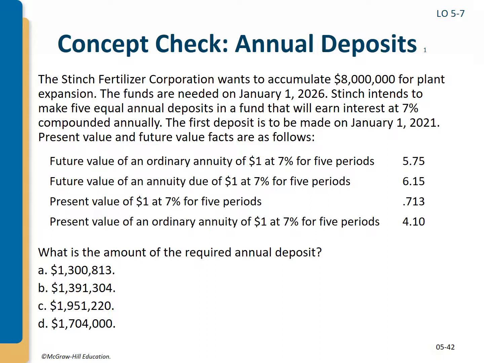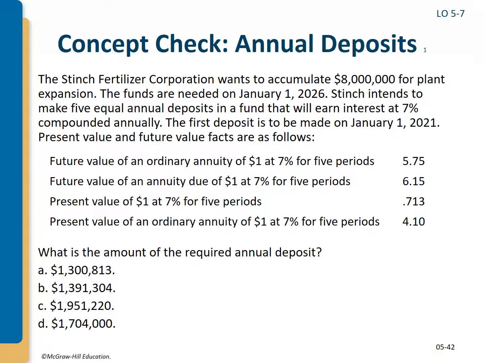So our calculation will be 8 million divided by the factor. Future value. Wait a second. Okay. We want to know our payments. The future value is 8 million. Now I'm getting myself confused. Future value of an ordinary annuity. So let's go to that table.